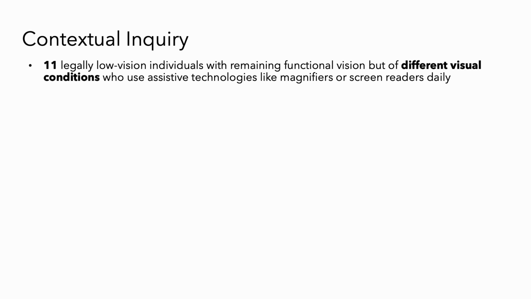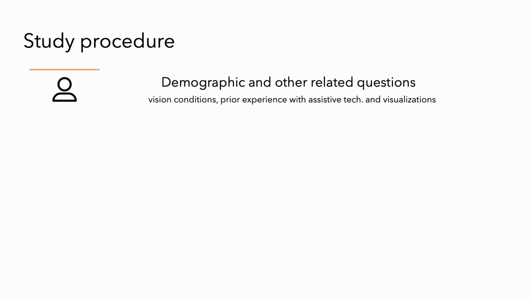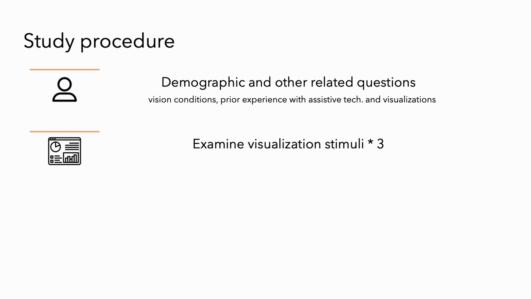We conducted a contextual inquiry with 11 legally low vision individuals with remaining functional vision, but of different visual conditions, who use assistive technology like magnifier or screen readers daily. To situate the participants with real-world scenarios, we prepared 12 real-world examples with varying topics and visualization types. The study started by asking for demographic questions. Then each participant was asked to examine 3 visualizations and instructed to think aloud while navigating the visualization.